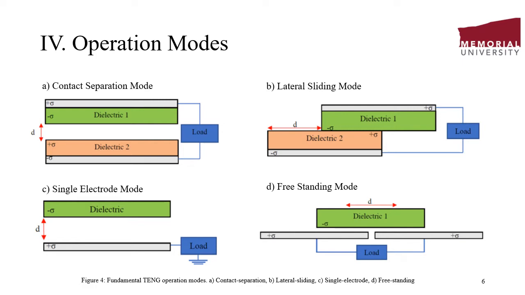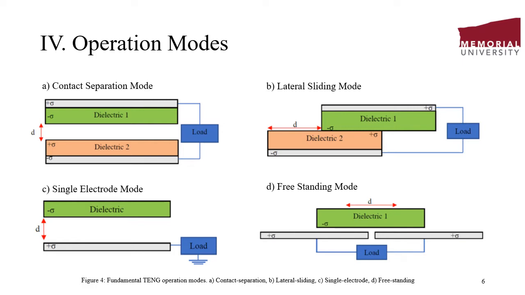The next one is the single electrode mode. In this mode, a single dielectric with an external layer is used either in contact separation or sliding mode. The ground connected electrode is connected with the friction layer, and the object which comes into contact with the friction layer generates an ordinary current. So this mode can be used for generating small amounts of energy such as from running, walking, and riding.